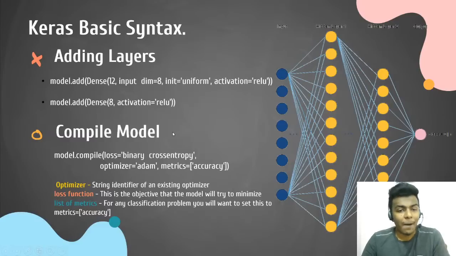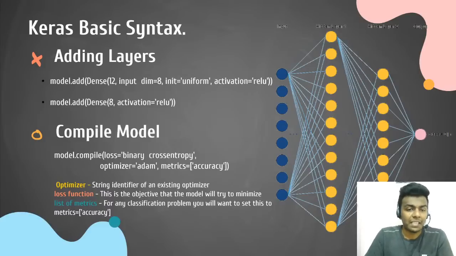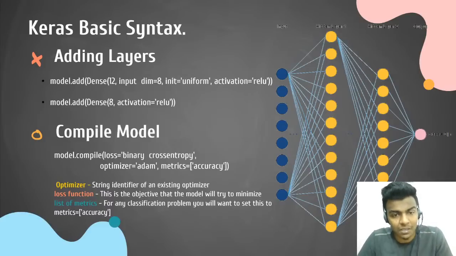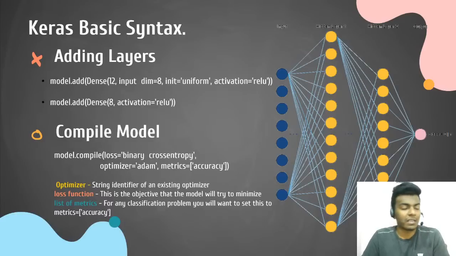If you want to compile your model, we need to compile it based on certain metrics. For example, the syntax is model.compile(loss='binary_crossentropy', optimizer='adam', metrics=['accuracy']). Based on that accuracy metric, it is going to optimize our model. Here we are using binary cross entropy. Binary means 0 or 1, something like that.